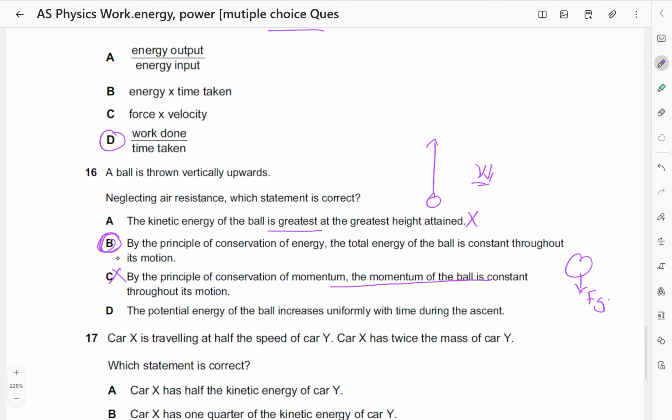The potential energy of the ball increases uniformly with time during the ascent. It does not increase uniformly with time because the speed decreases. So the change in H later on will not be the same as the change in H when the speed was greater. So it does not increase uniformly.